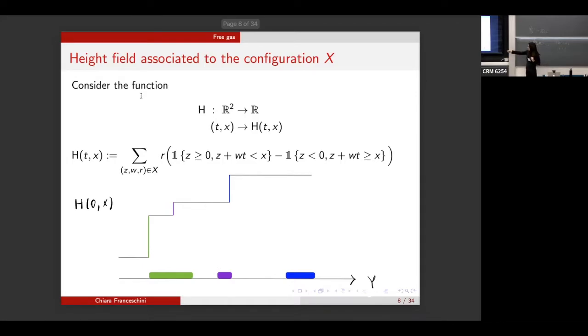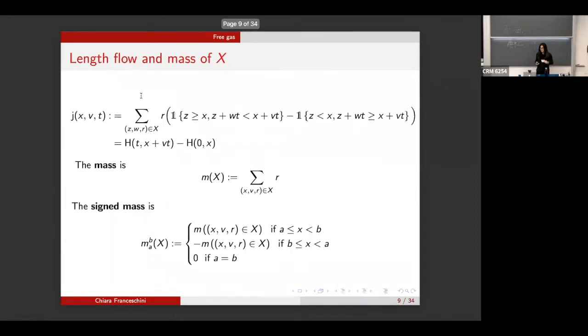For example, at time 0, if this is the initial configuration of the rods, you see this is an inhomogeneous jump process where the jump is precisely the length of the rods. So for every fixed time, you have something like this, which is non-decreasing if you only allow a positive rod size. Okay, from this function h, you can define the length flow and the mass of the configuration x.